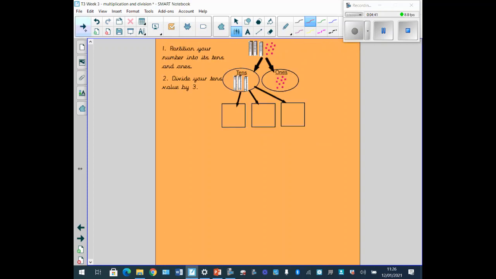Now, we partitioned our number into tens and ones, and now we're going to divide our tens into 3 equal groups because our question was 39 divided by 3. So what I'd like you to do is draw 3 sharing circles, and see if you can share your 10s equally and draw them into each box. Pause the video, have a go at that.